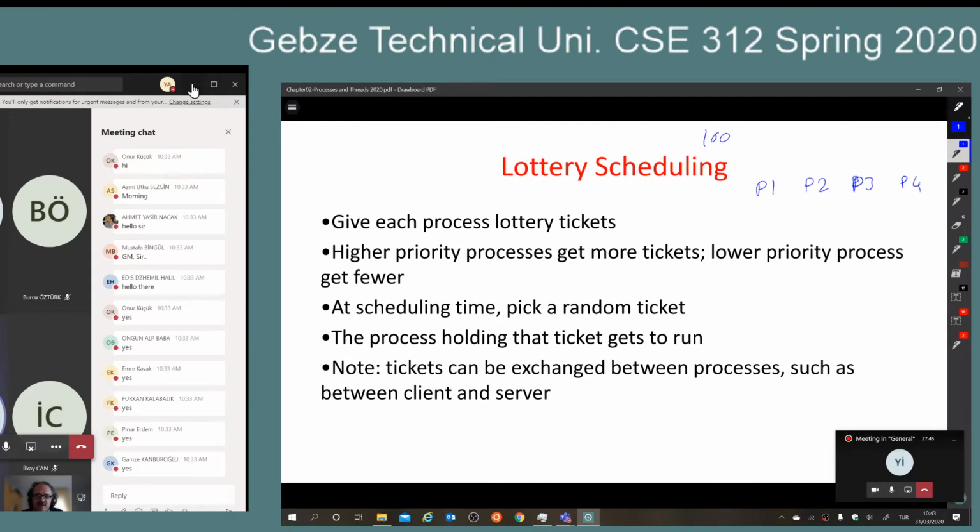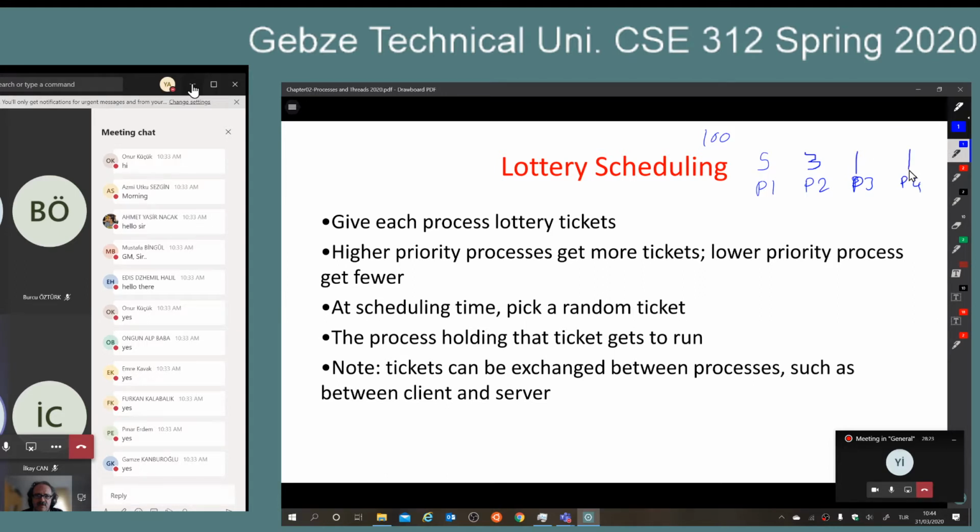Let's say the priorities of these processes are, let's say this is the highest priority. This one and this one have the same priority. Maybe let's make it this way: let's say this is 5 and this is maybe 3. This one is 3, and this one is 1, and this one is 1.